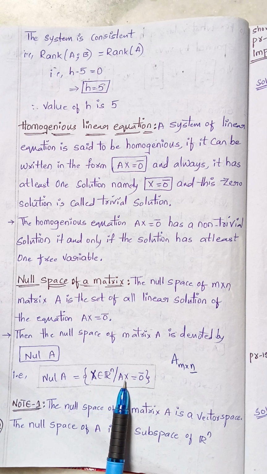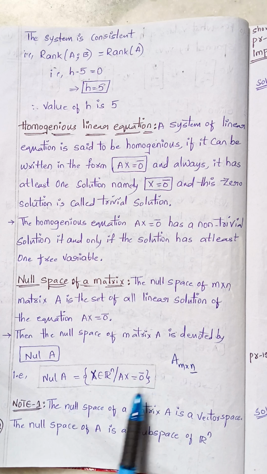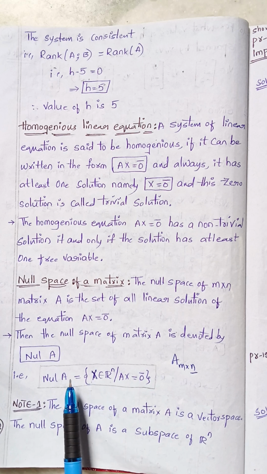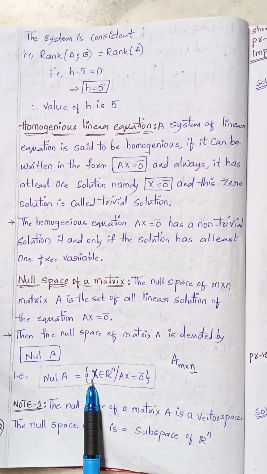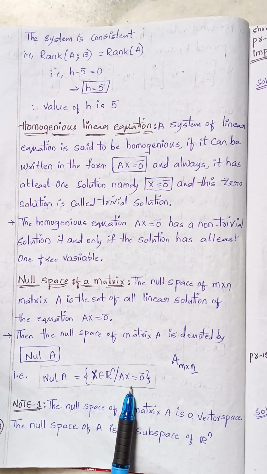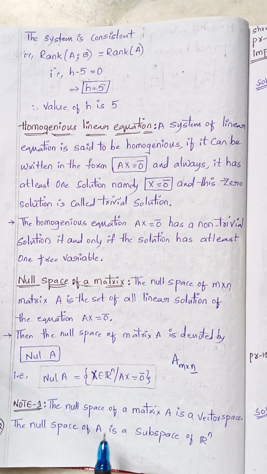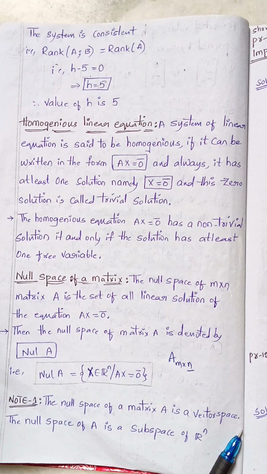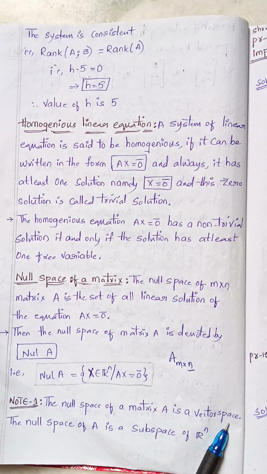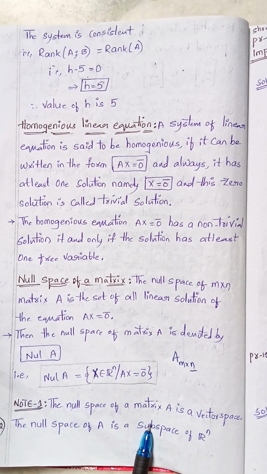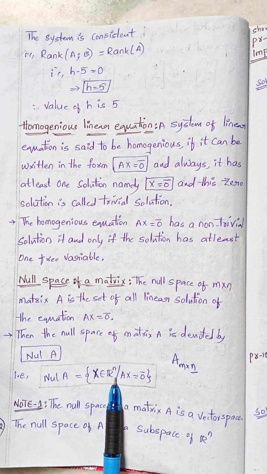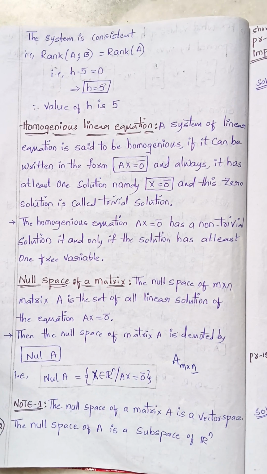Also it should be checked that the condition Ax equal to 0 bar holds. Any vector which belongs to null A belongs to R power n, and at the same time Ax equals 0 bar. This is the condition for null A. And we know that null A of matrix A is also a vector space, and it is a subspace of R power n, because it belongs to R power n.